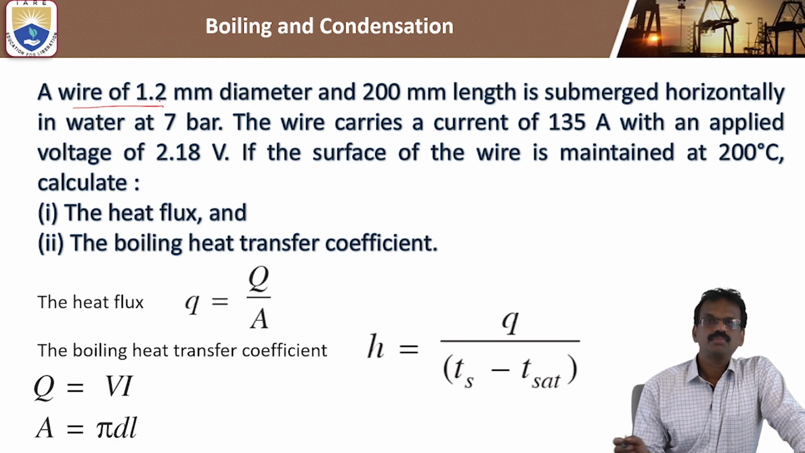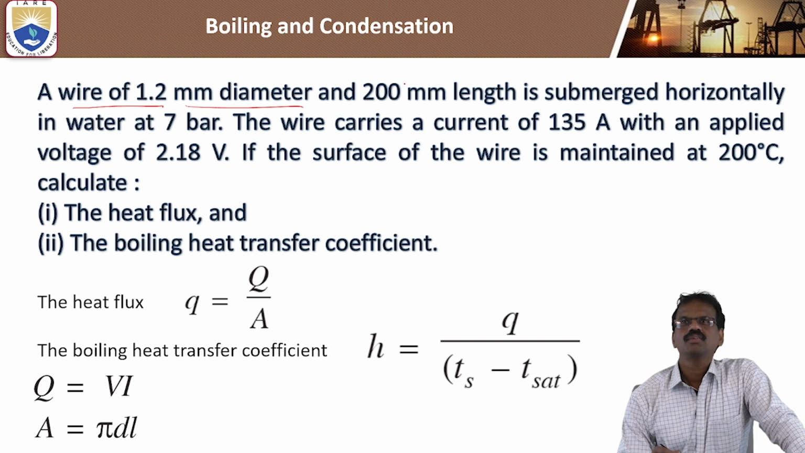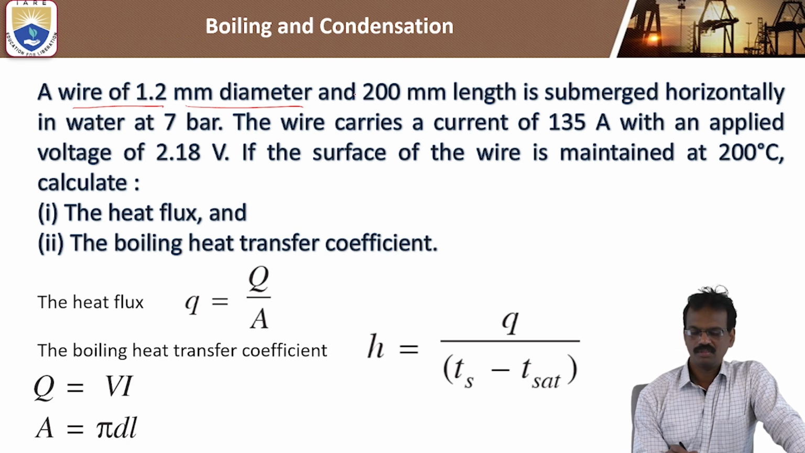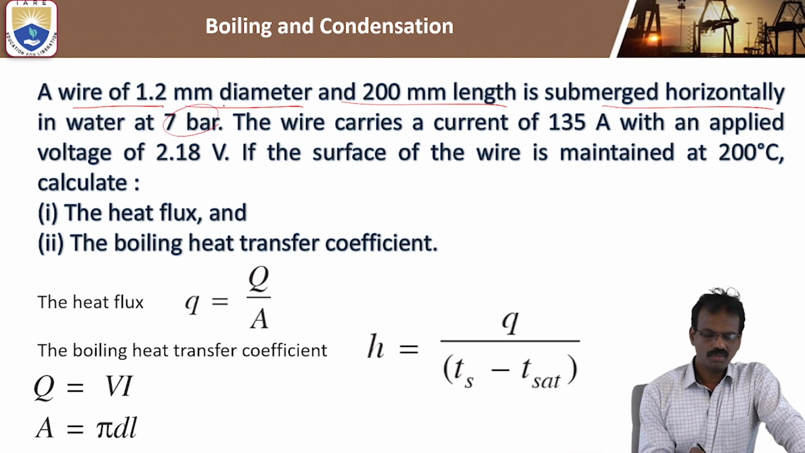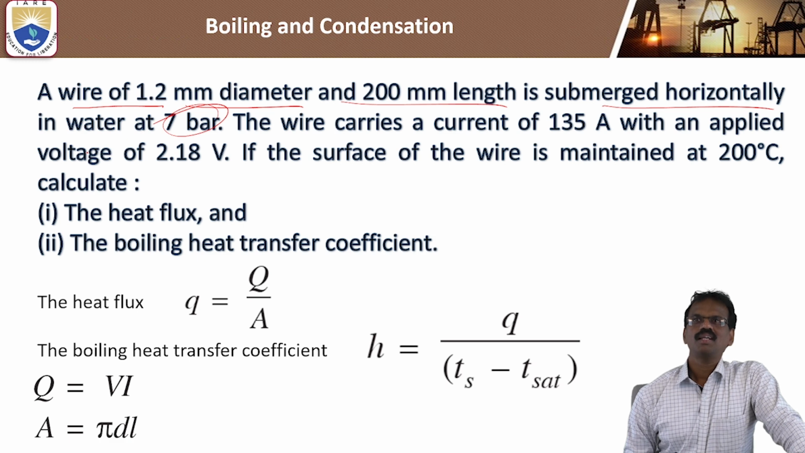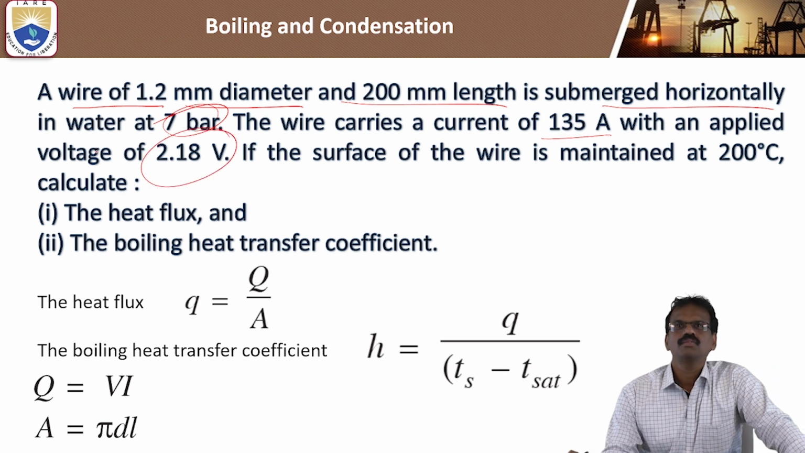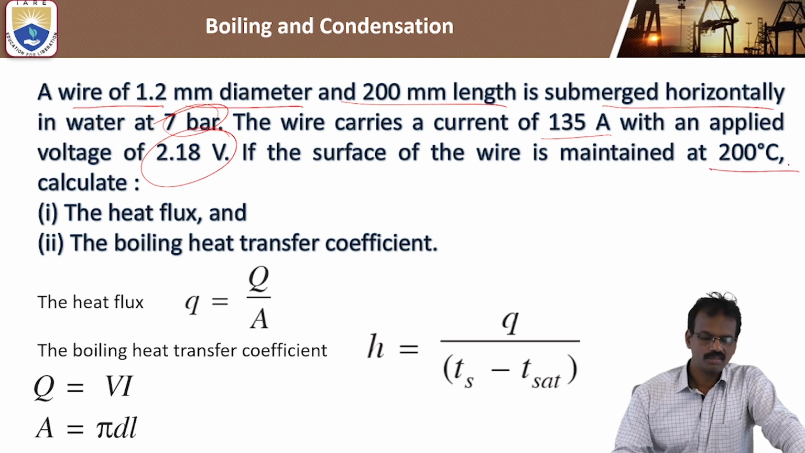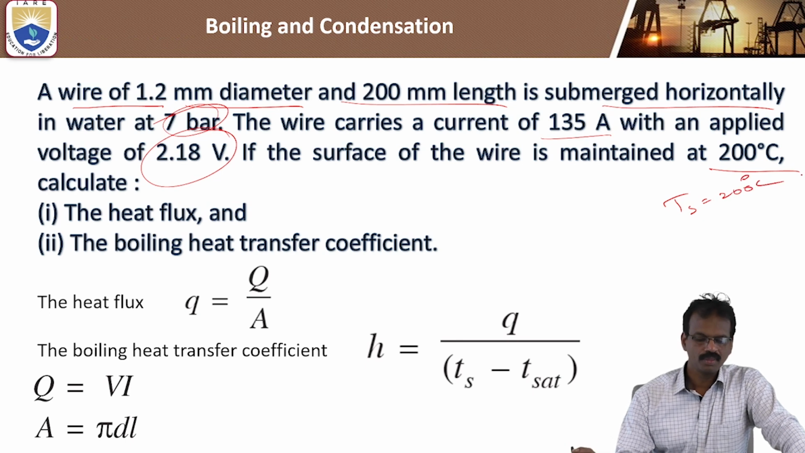So a wire of 1.2 mm diameter and 200 mm length is submerged horizontally in water at 7 bar pressure. The wire carries a current of 135 amps with an applied voltage of 2.18 volts. If the surface of the wire is maintained at 200 degrees Celsius, so surface temperature Ts is equal to 200 degrees Celsius, I have to find out the heat flux.